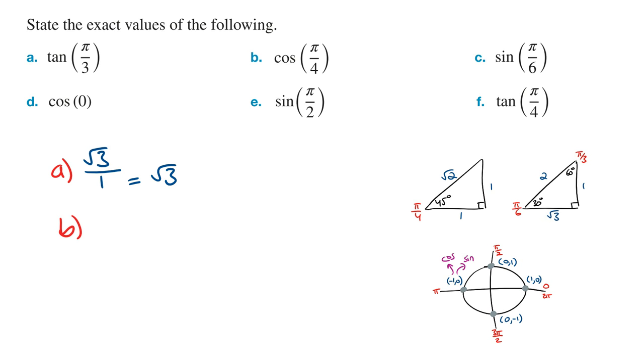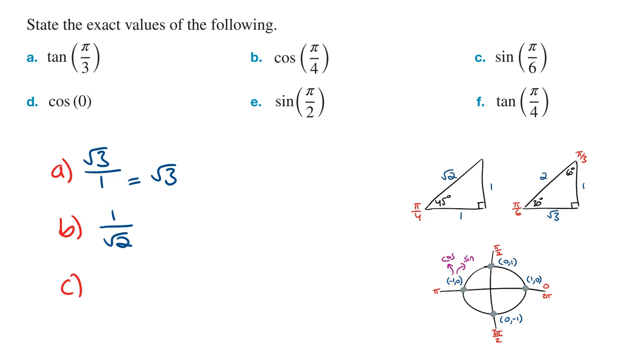Part B. We want the exact value of cos of pi on 4. And so looking at the triangle with the angle pi on 4, we know that the cos of an angle is equal to the length of its adjacent side divided by the length of the hypotenuse. And so the length of the adjacent side of the angle pi on 4 is equal to 1, and the hypotenuse is root 2. And so cos of pi on 4 is equal to 1 on root 2.